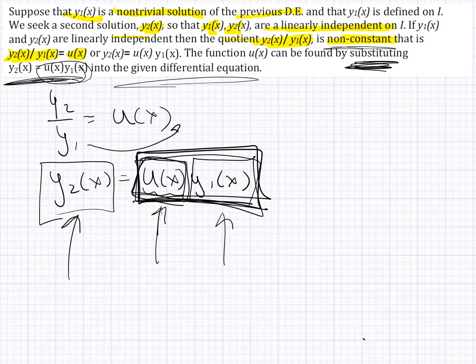So we're going to do that, and we're going to find out what u of x would have to be. And once we figure out what u of x would have to be, we have our second solution, u of x times the first solution. Again, we're assuming we know this first solution, which is somewhat faulty in our argument. The trick would be then, how do we find that first solution? We'll get there eventually.